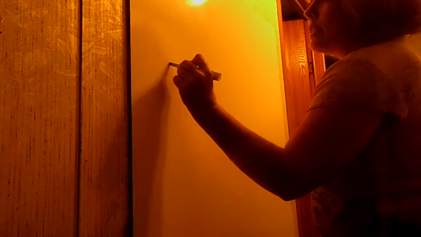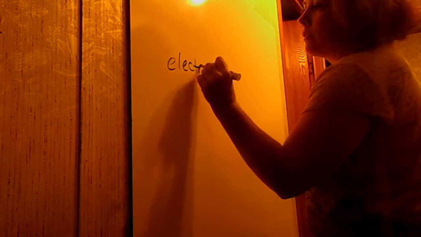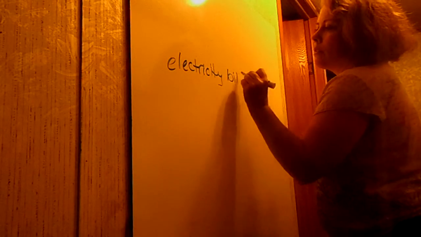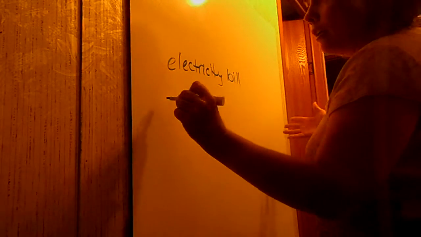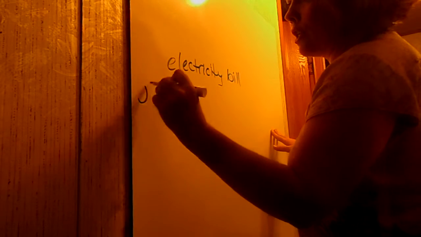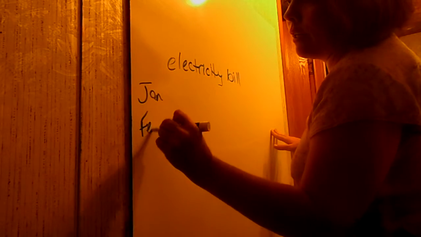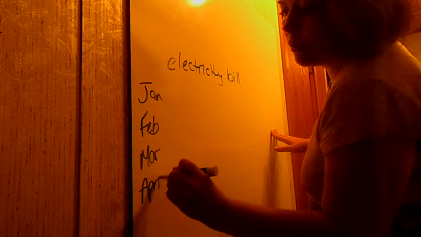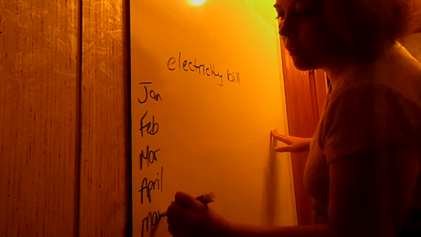If I have an electricity bill, you've got months. So you've got January, February, March, April, May.